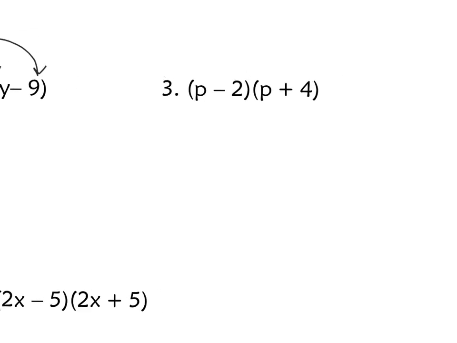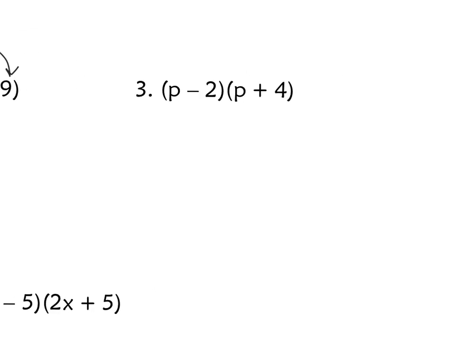Okay, looking at number 3 here, we have a binomial, 2 terms, times another binomial, 2 terms. We no longer have a monomial, 1 term times a binomial or a trinomial. It's a binomial times a binomial. And when we do that, there's the acronym that you've probably heard of, which is FOIL. Here's what each letter in this acronym stands for. F stands for first times first.